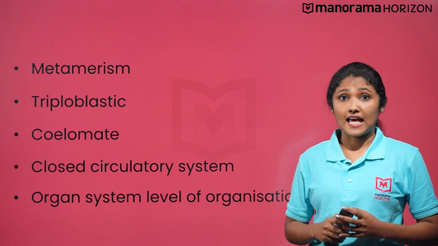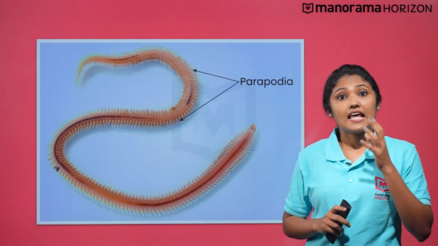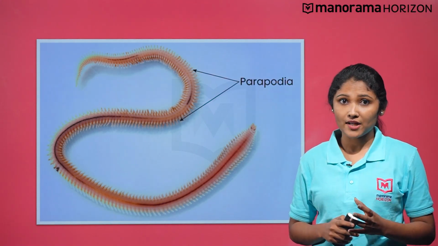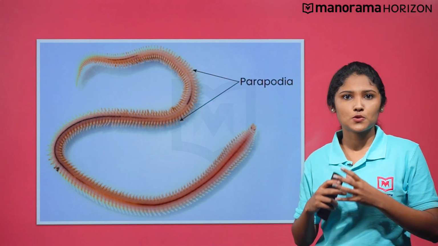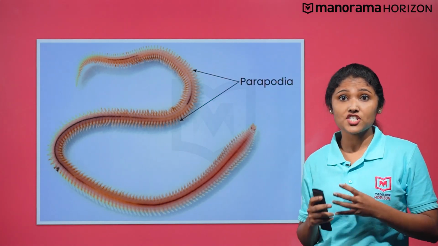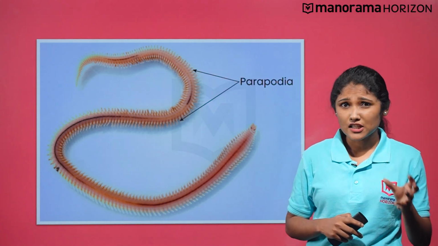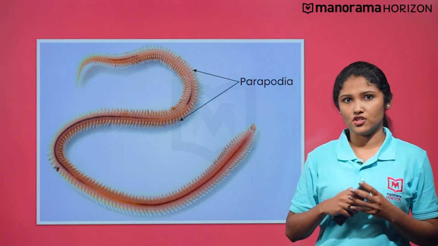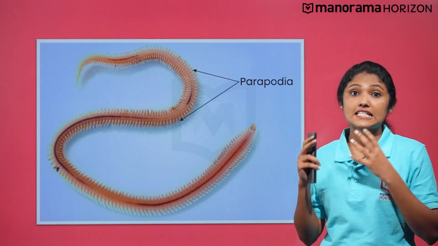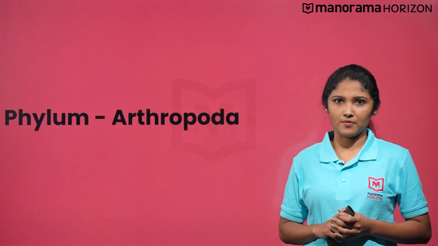Aquatic annelids like nereis contain lateral appendages called parapodia that help them in swimming. Nereis are dioecious in nature, but earthworms and leeches are monoecious. And reproduction is sexual. Have you noticed insects having jointed legs, a shiny outer covering and a body which is differentiated into head and thorax? They fall under the largest phylum, that is phylum Arthropoda.